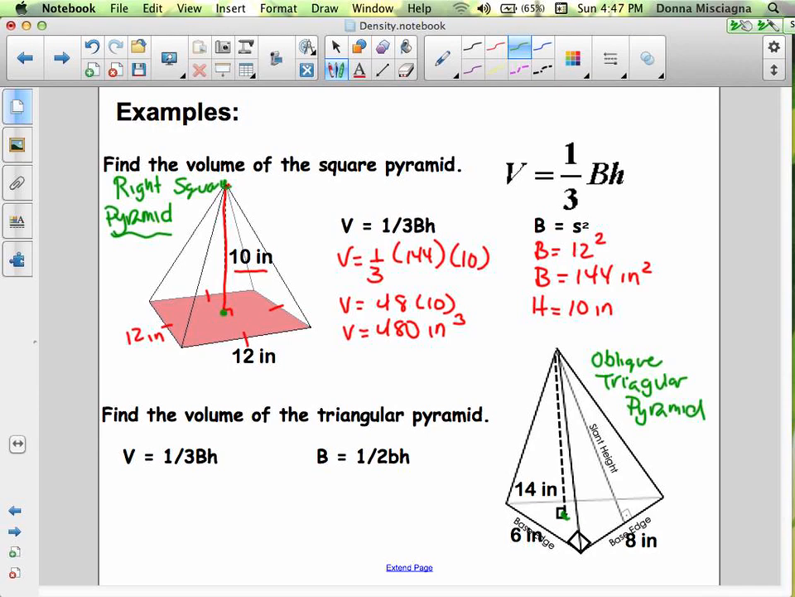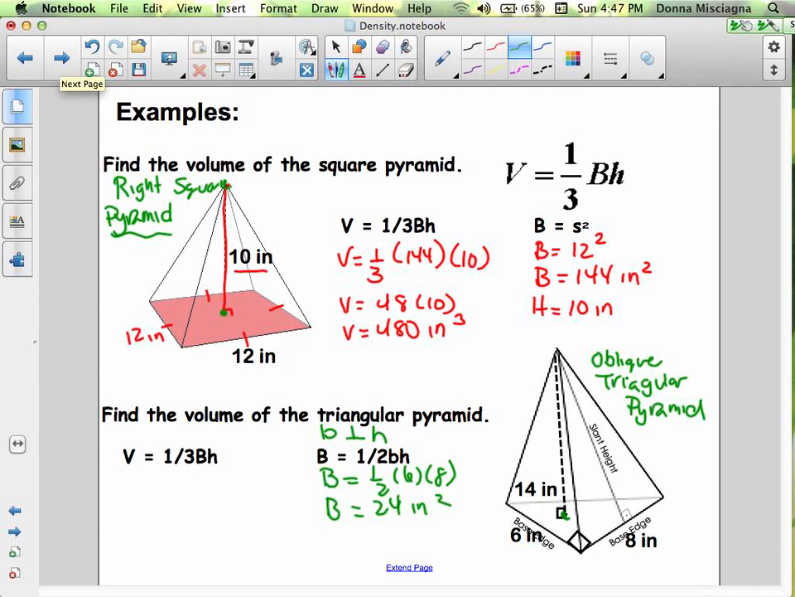So to find the area of the base, remember that when we're calculating area, base has to be perpendicular to height. And so we can see the 6 inches and the 8 inches are perpendicular to one another because they meet at right angles. So therefore, the area of the triangle, we take 1/2 times 6 times 8. Half of 6 is 3. 3 times 8 is 24 inches squared. That's the area of the base.